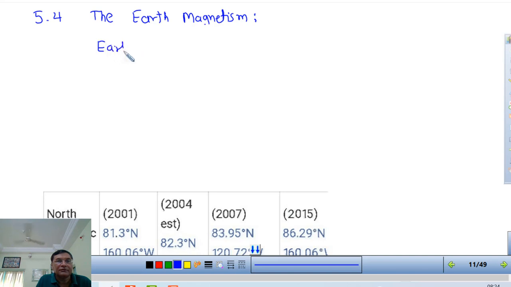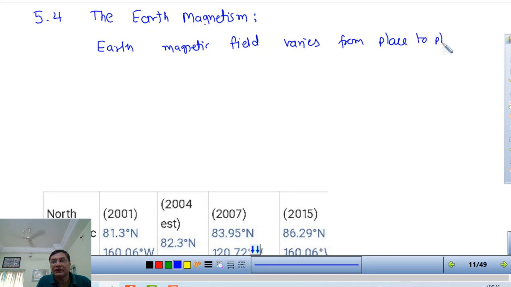Earth's magnetic field varies from place to place. That is the thing. From place to place. But one thing is sure, the order is 10⁻⁵ Tesla. It is in this order. Not that big strength.